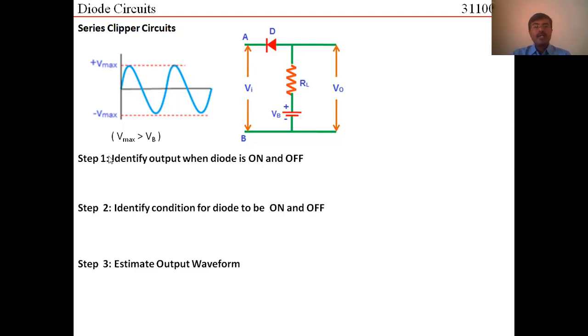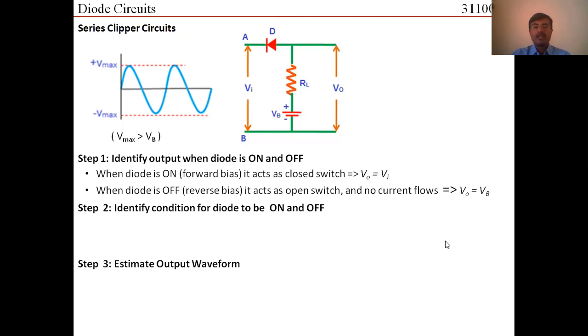So first we try to identify when the diode would be on and when the diode would be off. This is a series clipper, so the condition remains the same. If the diode is on, output is same as input. If the diode is off, output would be equal to VB. So this is what we write.